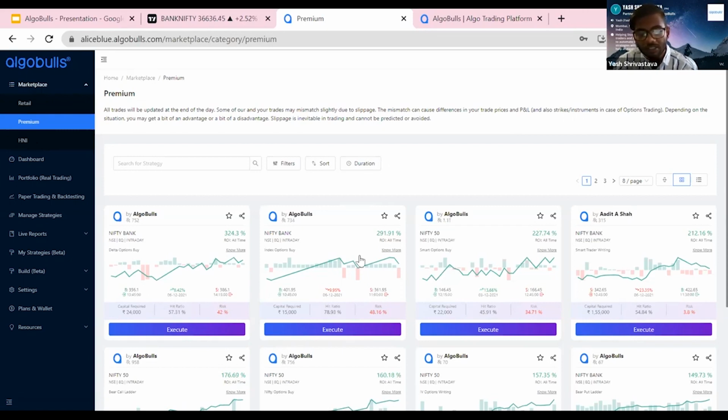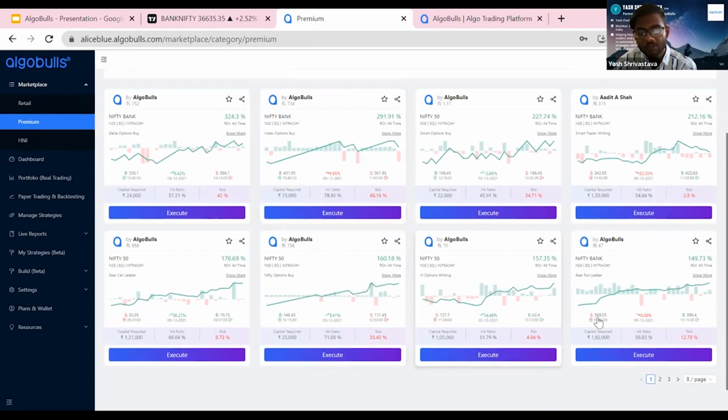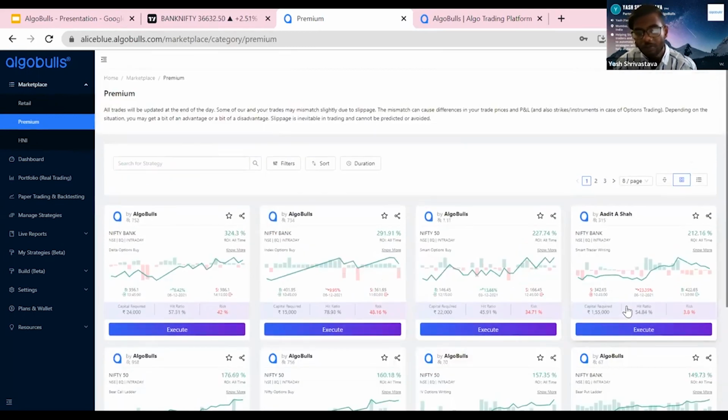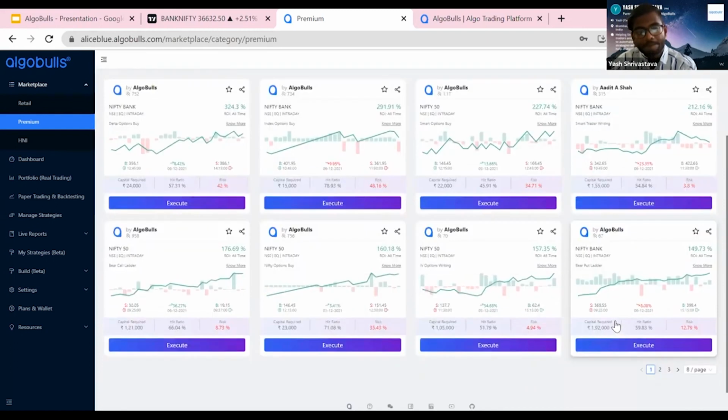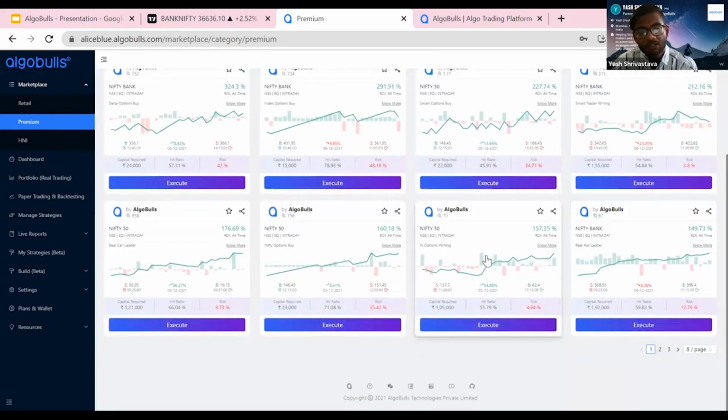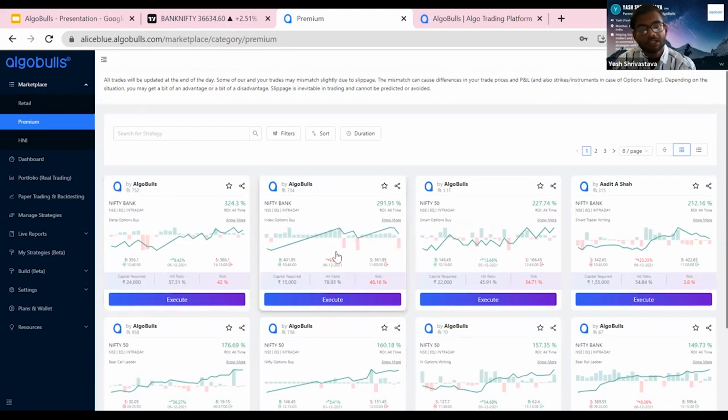So I was just showing that strategy, Option IV Buy. Yes. So IV option writing. No, this is not the strategy.